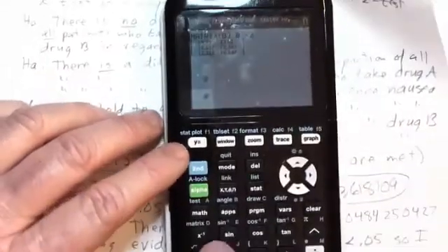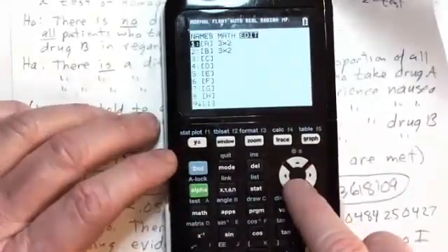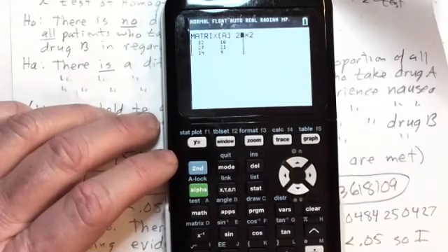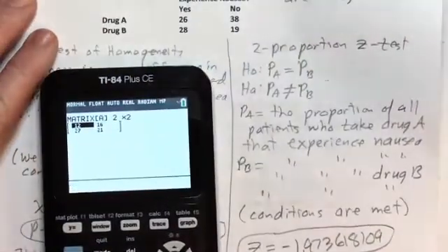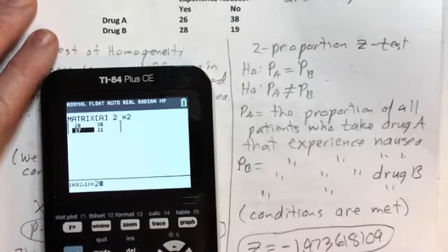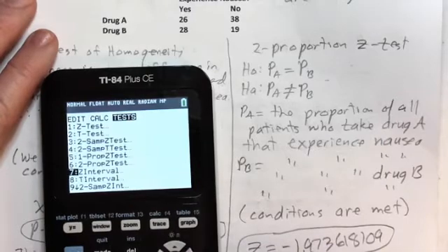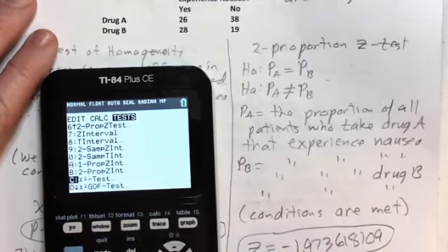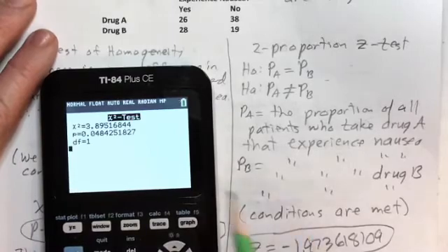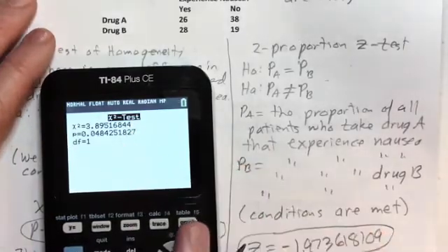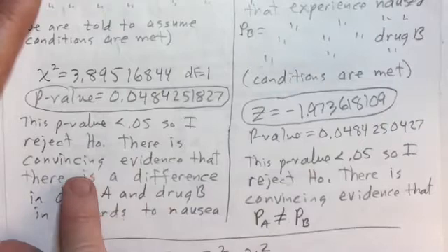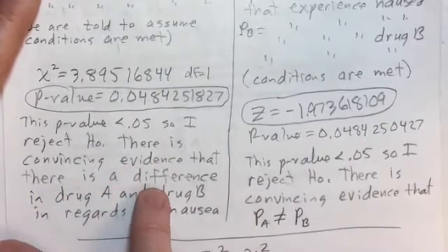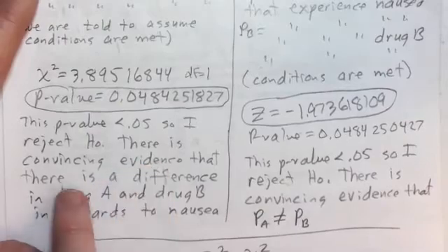We will go second matrix and edit, and we will go matrix A, and it's a 2 by 2 matrix. And we'll just enter in these 4 numbers, 26 and 38 and 28 and 19. Like that. We'll do our chi-squared test, and go down to chi-squared test. There it is, A and B, chi-squared test statistic, p-value, degrees of freedom. And so the p-value is below 0.05, so I reject the null. There's convincing evidence that there is a difference, and you restate the alternative.